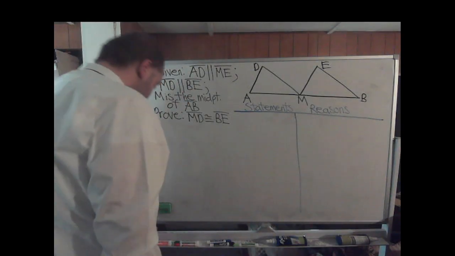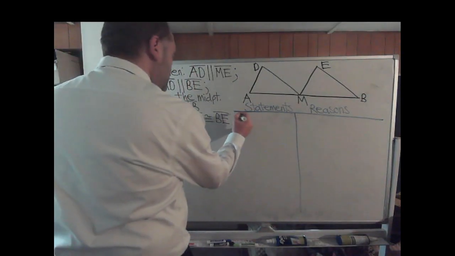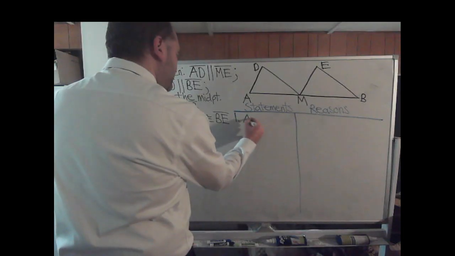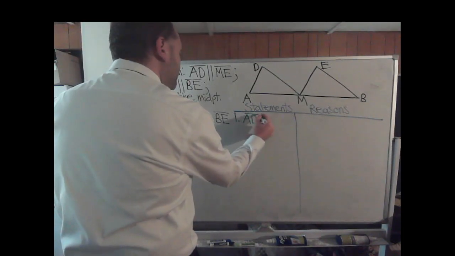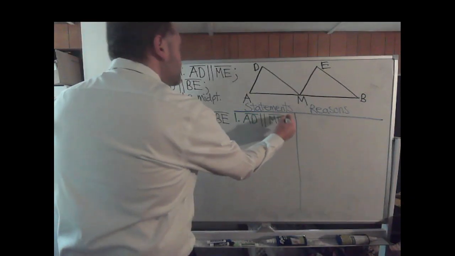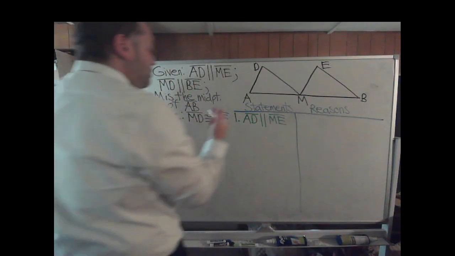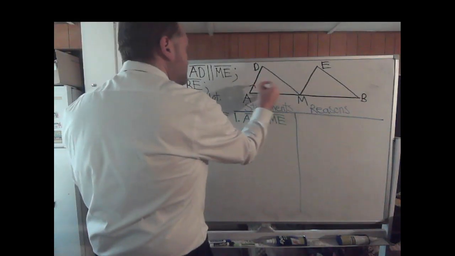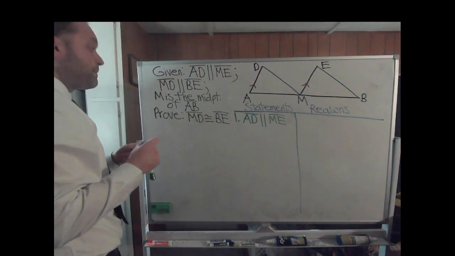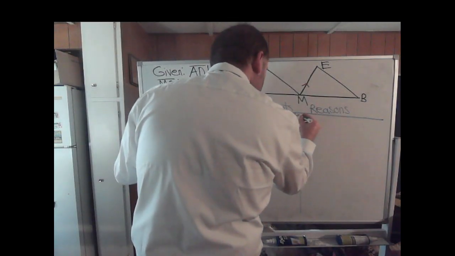Okay, so this might be a big one. I'm not going to lie to you. This might be a big one. We're going to take this one piece by piece. Start with the fact that AD is parallel to ME. So AD is parallel to ME. In fact, now that we've written that, why don't we put parallel markers on this? AD is parallel to ME, so we got that. All right, that of course was given to us.